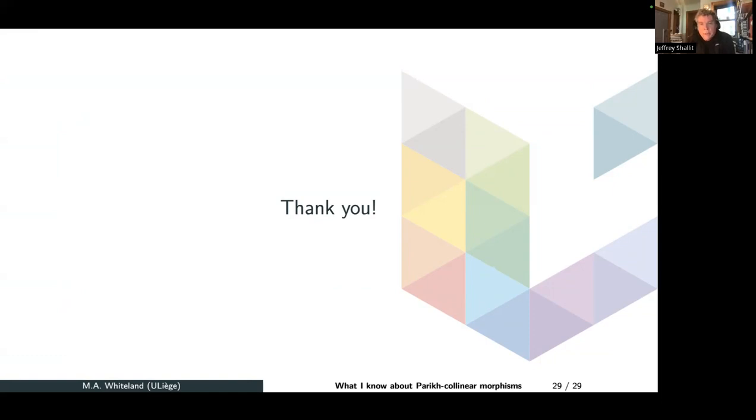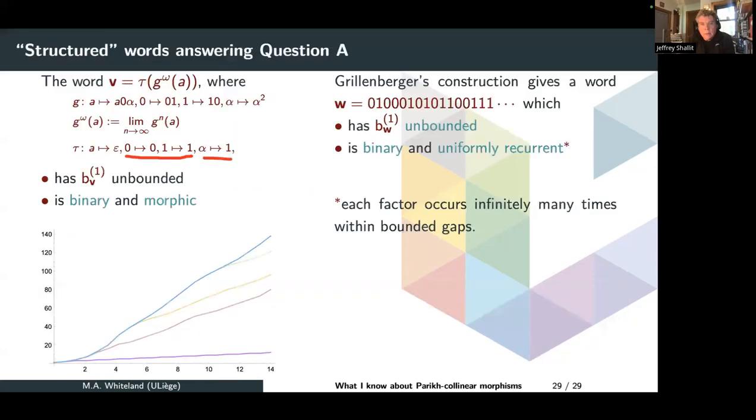Just was wondering if you could say a little bit more about the Grillenberger construction. This one here. So the point of the Grillenberger construction is that you wanted to have uniformly recurrent words with an arbitrary entropy. So what we proposed here is just one particular word of the family of words.